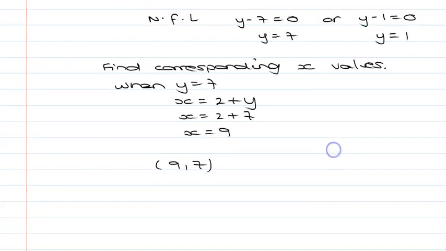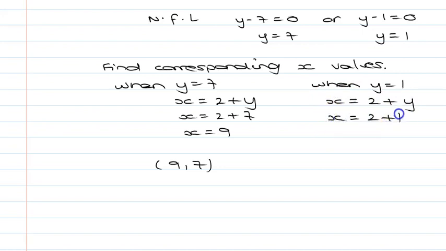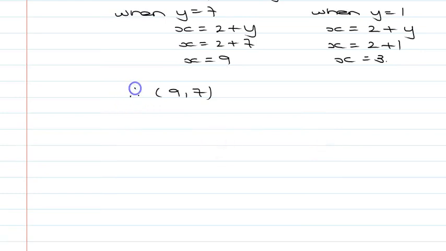Let's look at the other case when y equals 1. When y equals 1, we've got x equals 2 plus y, which is x equals 2 plus 1, so x equals 3. So my second point is therefore 3, 1.